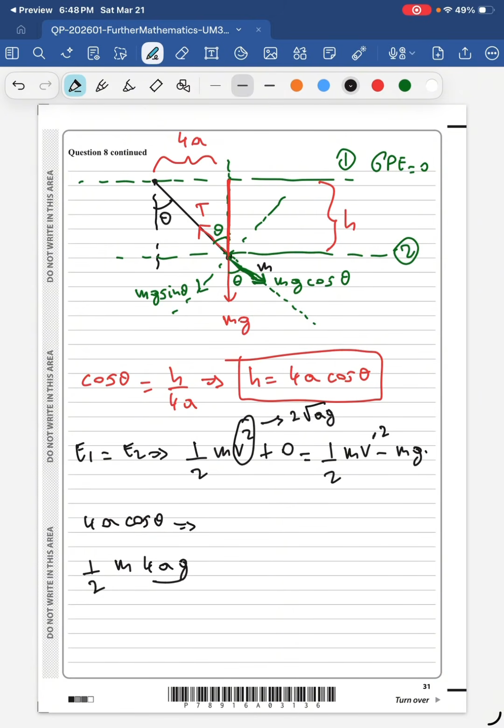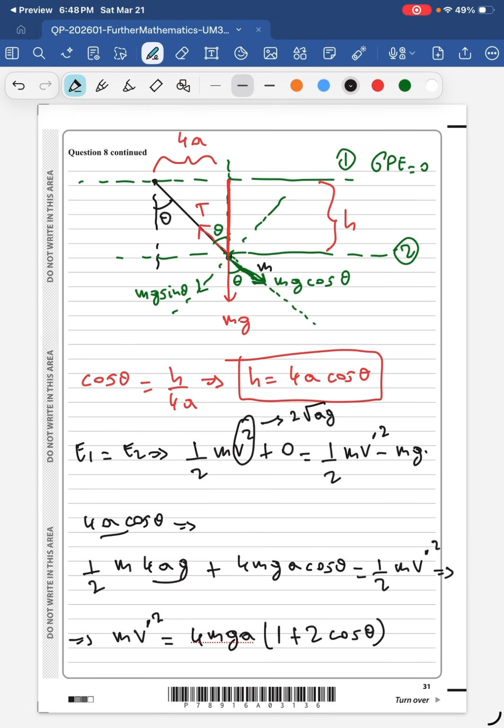Plus, I'm bringing this factor to the left-hand side, so plus 4mga cosine theta. This is equal to 1/2 mv prime squared. And let's solve for mv prime squared. You will see the reason in a minute. So mv prime squared is 4mga times 1 plus 2 cosine theta.